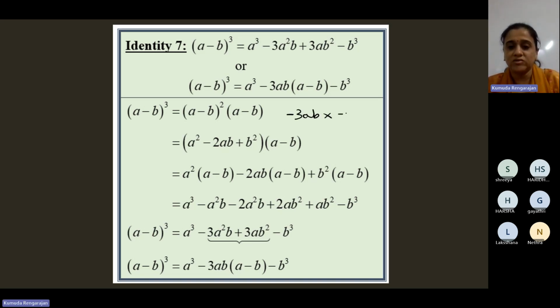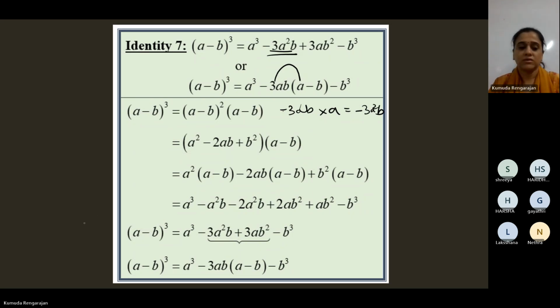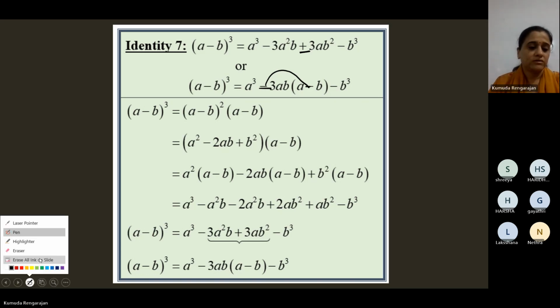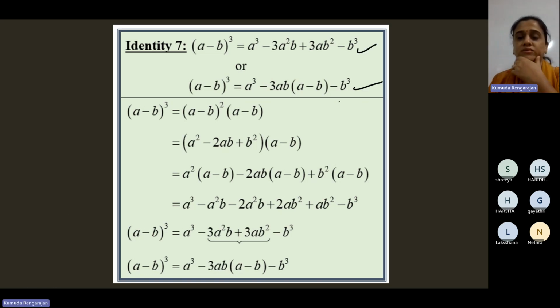Minus 3ab into minus b. Minus into minus plus 3ab into b, 3ab square. Plus 3ab square. Minus 3ab into a. Minus 3ab into a is equal to minus into plus, minus, a into a square. So minus 3a square b. Correct? Yeah. So be careful with this. Minus into minus only will give you plus. So it is minus 3ab into a minus b. So remember both of them. So the second one is a cubed minus 3ab into a minus b, cubed.